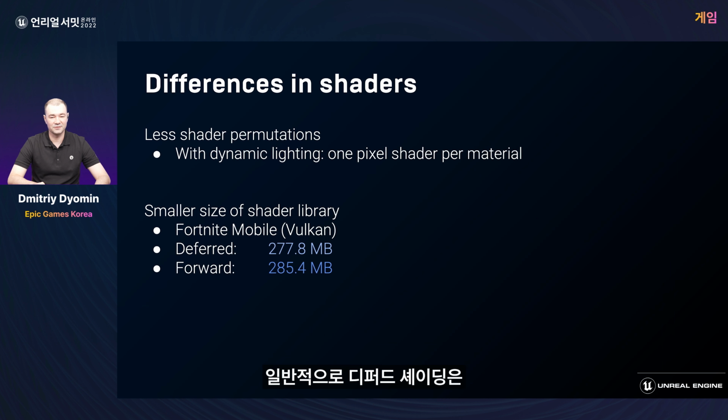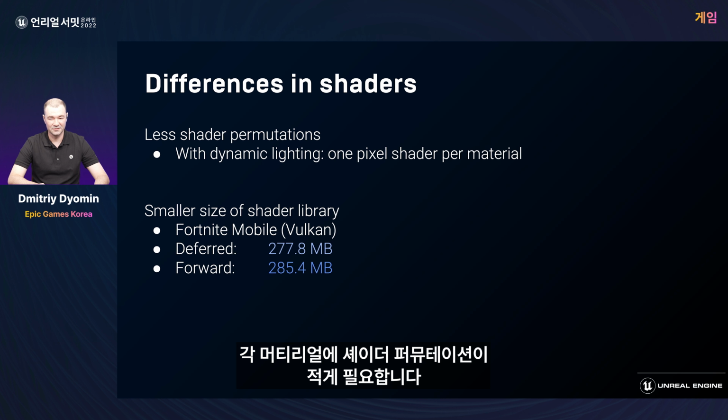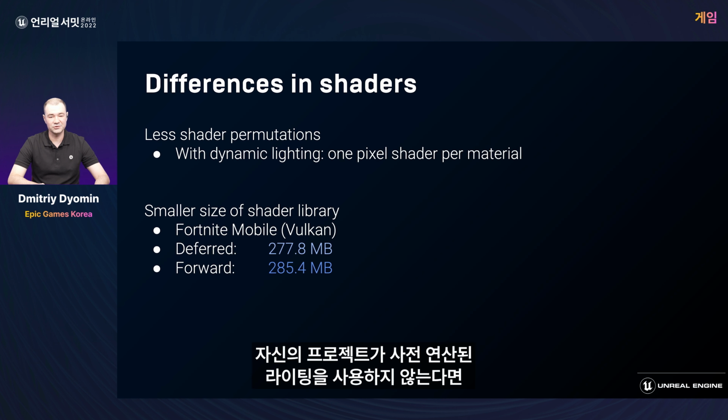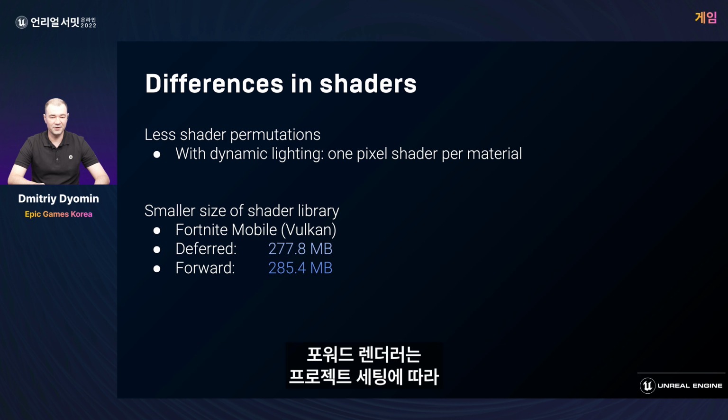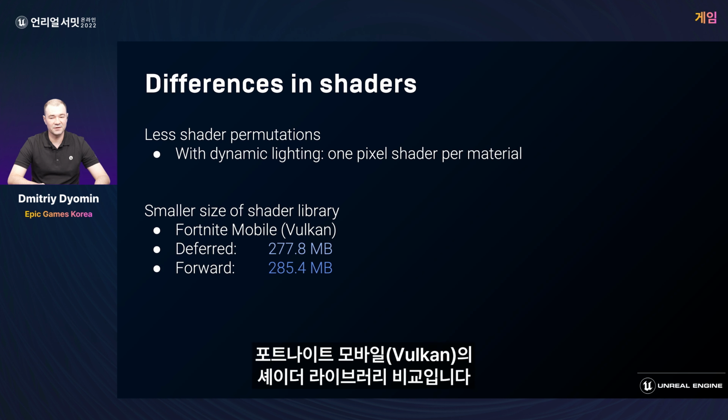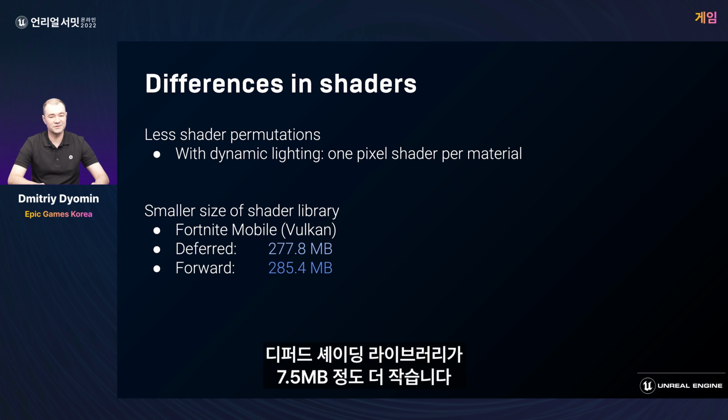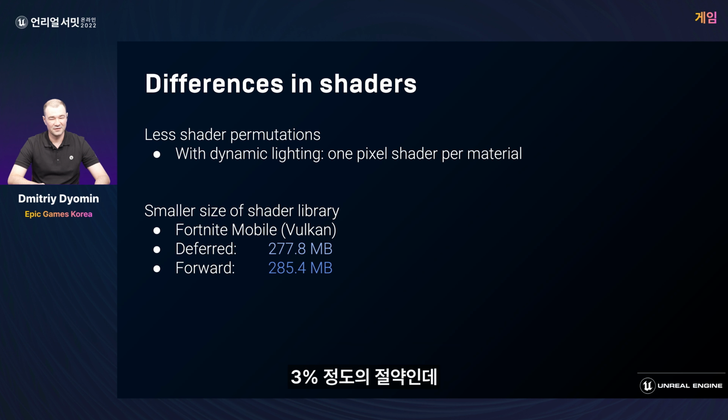Deferred shading in general needs fewer shader permutations for each material. When your project does not use pre-computed lighting, opaque materials need only a single pixel shader. In the forward case, depending on project settings, a material needs around 3 permutations on average. As an example, here is a comparison for the shader library from Fortnite Mobile on Vulkan. The library for deferred shading is about 7.5 megabytes smaller. It's only around a 3% reduction.